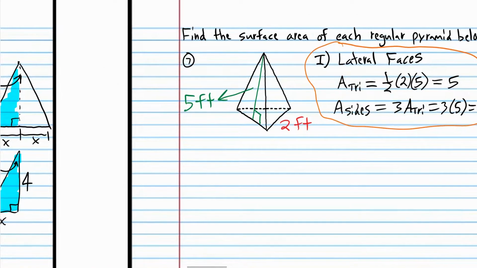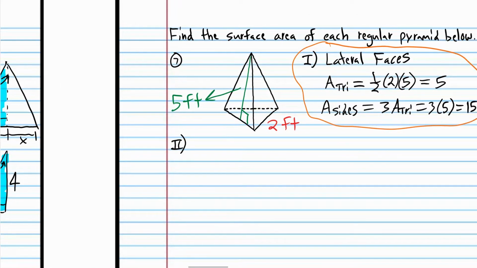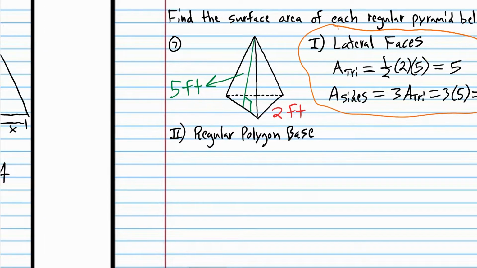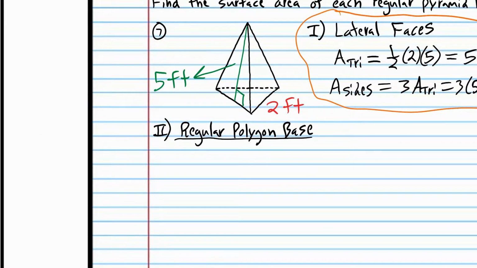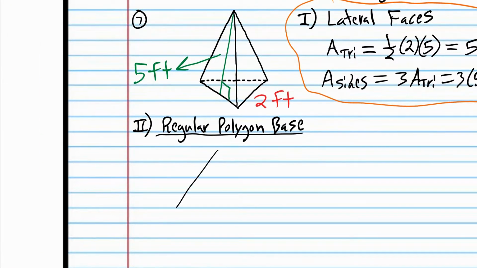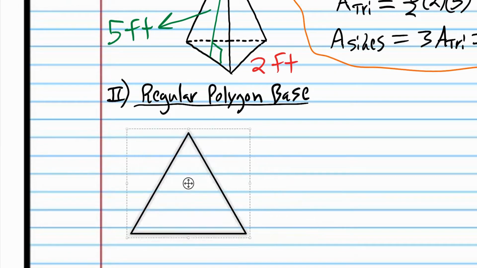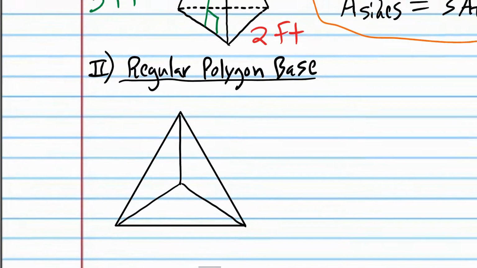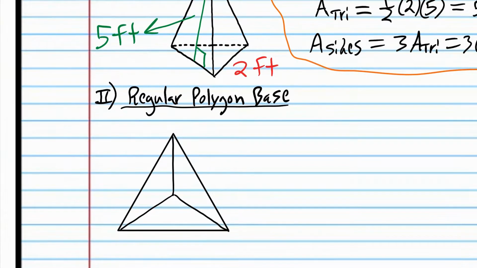So now, step 2, we're going to find the area of the base. Regular polygon base. So now we're moving on to finding the area of the base, and we have something like that, a regular polygon, and we're going to write that center and then draw those triangles. And again, this is kind of a long way to do it, but that's okay because that's the whole point of the class.